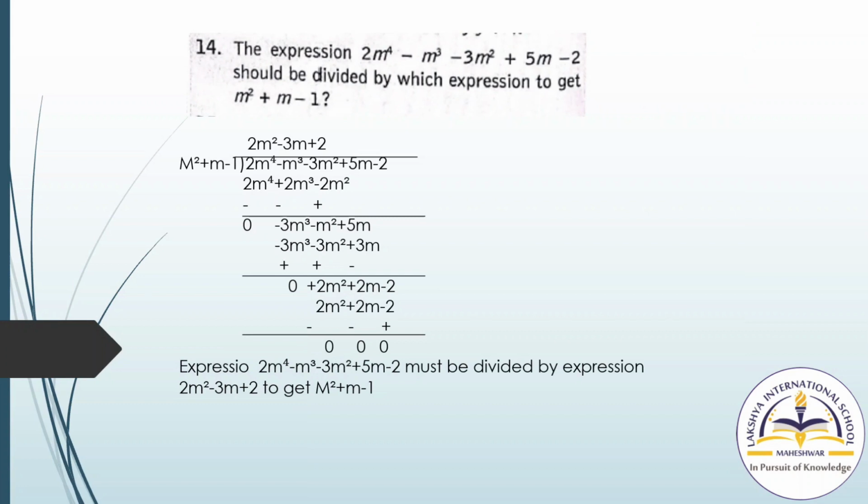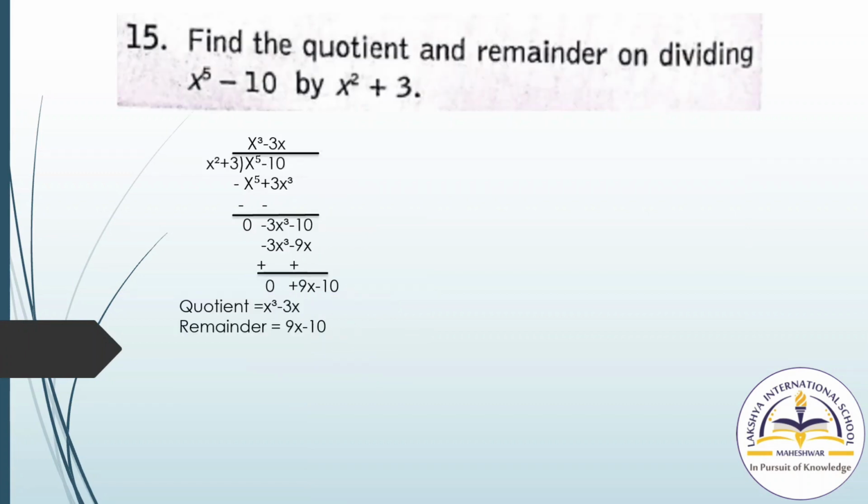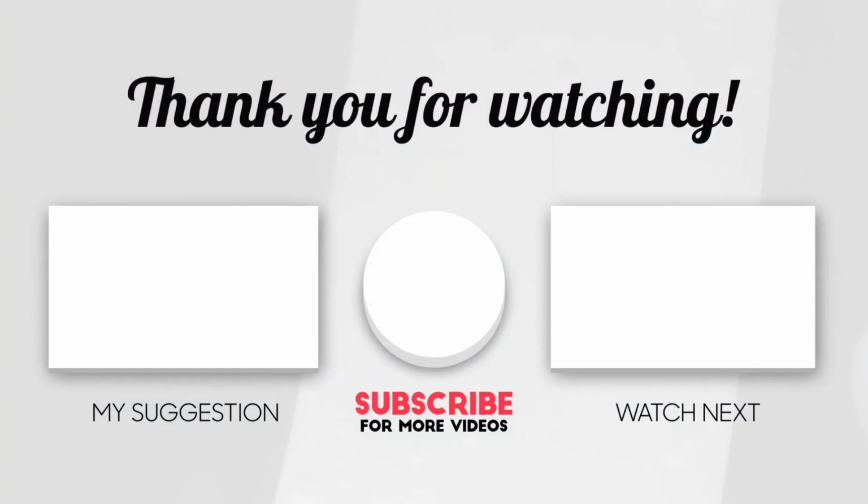Now question 14, in same manner you have to solve as we solved in our previous question. Now question number 15, find the quotient and remainder on dividing these by this. Okay, you just have to divide them and you have to find out what is the quotient and what is the remainder. Here we have completed exercise number 6.3.